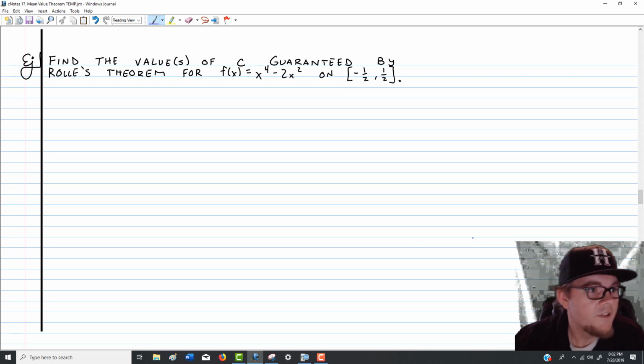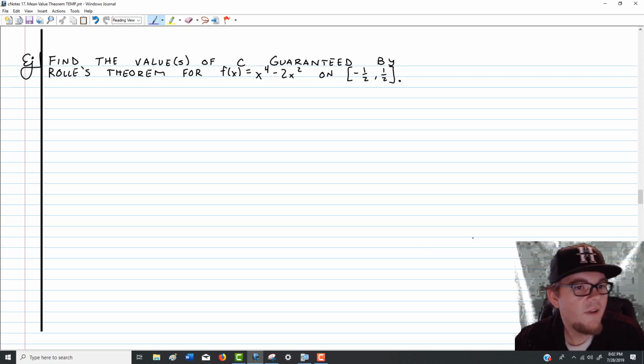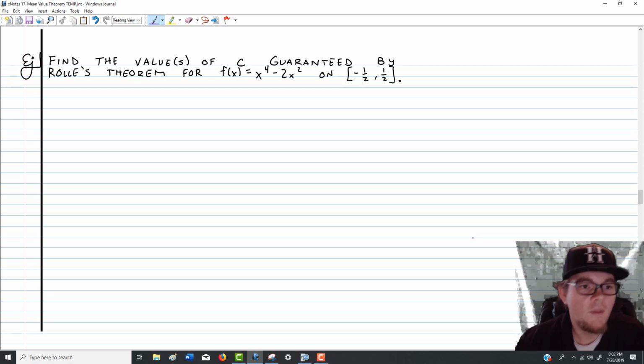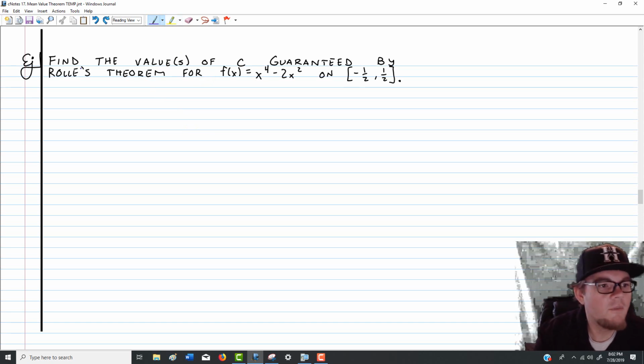So in our example, we are asked to find the values of c guaranteed by Rolle's theorem for f of x equals x to the fourth minus 2x squared on the interval from -1/2 to 1/2. In order to work your way through here, although I don't have the steps for the mean value theorem, they look very much the same as what we had before.